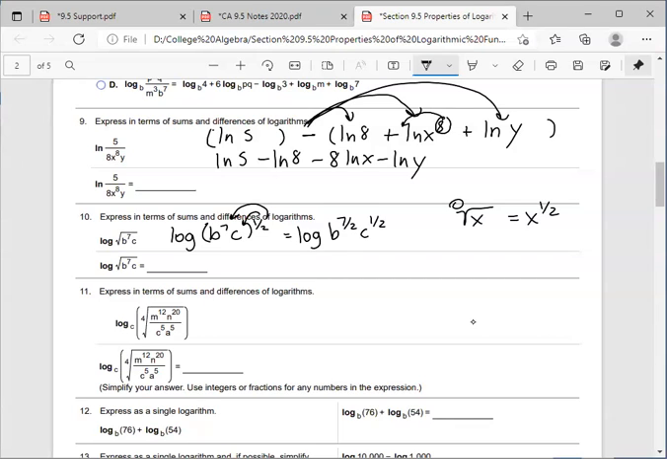We are multiplying, which means we do what? Add. The log of B to the 7/2 plus the log of C to the 1/2. There's one thing left. If they're raised to an exponent, you got to move that exponent in the front. So that would be 7/2 log B plus 1/2 log C.